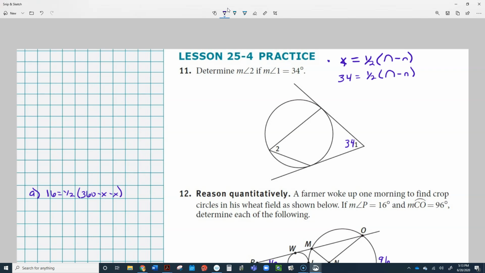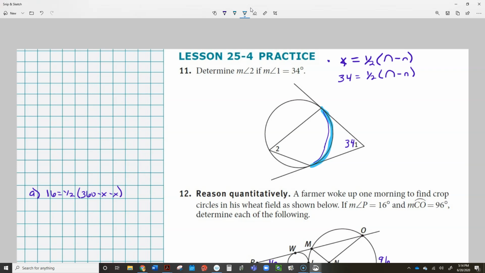And angle 2, since it's an inscribed angle, I need to know what this arc is right here. This is the arc that I need. I guess I could highlight it. This is the arc that I need, this arc right here. Well, I'm going to have that arc. This arc is used to find the measure of 34.